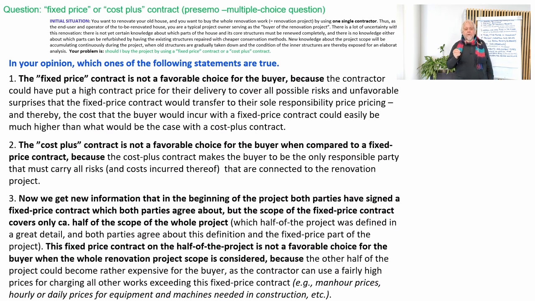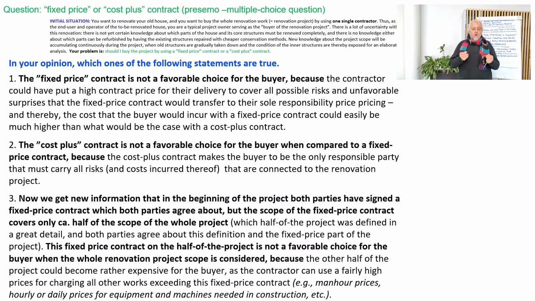First, the fixed price contract is not a favorable choice for the buyer because the contractor could have put a high contract price for their delivery to cover all possible risks and unfavorable surprises. The fixed price contract would transfer the responsibility to the contractor, and thereby the cost that the buyer would incur with a fixed price contract could easily be much higher than what would be the case with a cost plus contract. So the fixed price contract is not a favorable choice for the buyer.